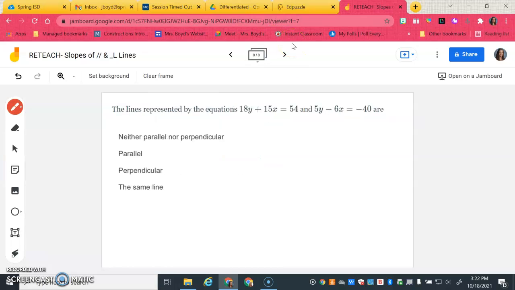Okay, we have the lines represented by the equations 18y plus 15x equals 54 and 5y minus 6x equals negative 40. So neither one of these are in slope-intercept form, so we're going to solve for y. I'm going to start with 18y plus 15x equals 54. I'm going to subtract 15x from both sides. I'm going to get 18y equals negative 15x plus 54. 54 is positive, and then I'm going to divide by 18.